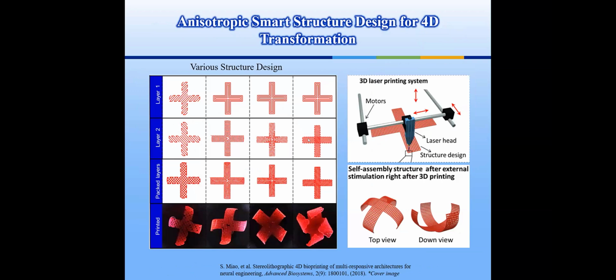So the second way, we also do some pretty simple anisotropic smart structure design, like a cross structure with two layers only. Each layer has a different pattern. And after the laser printing, the different patterns can create a surface tension imbalance between the top and the bottom layer, and they can self-roll differently, especially the last column here, which rolls the most compared to other designs. So that's another way we create a smart structure.